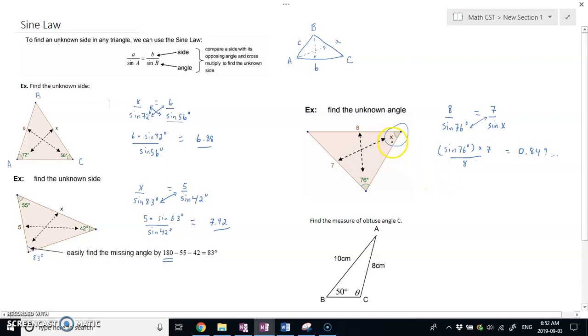Now, the angle here is probably not 0.84. I mean, we're looking at 76 down here. How can we have a decimal? Well, that's because this is the sine of the angle. This is not the actual angle. We solved for the sine of x. So what we want to do is take the inverse sine of that answer.